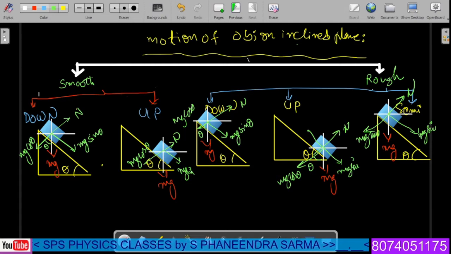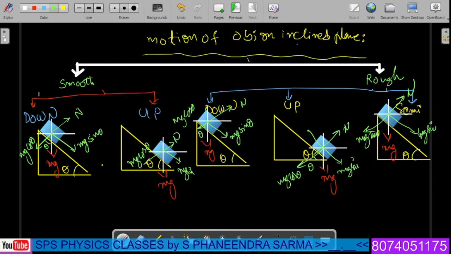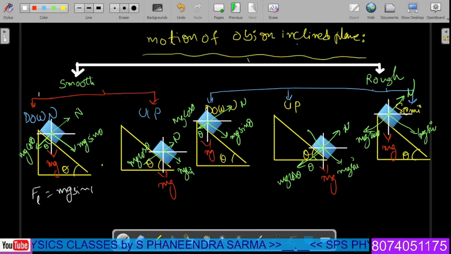Now in this particular case, when we try to calculate the force, in this downward direction the total force acting on the system is given by F_L equal to mg sin theta. Dividing by mass on both sides, we have the acceleration of the system given by a equal to g sin theta in this particular condition.